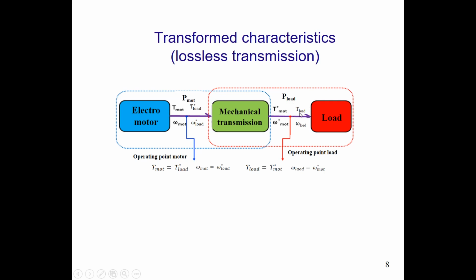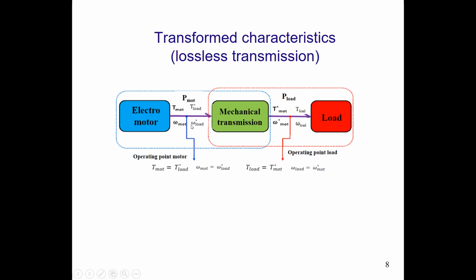We can also say that the load torque over here is transformed to a lower load torque over here. So this is the transformed load torque denoted by the star over here. And in that case, the motor torque equals that transformed load torque. So we have seen in a lossless transmission that due to that transmission ratio, also the speed at the motor side and at the load side are not the same.